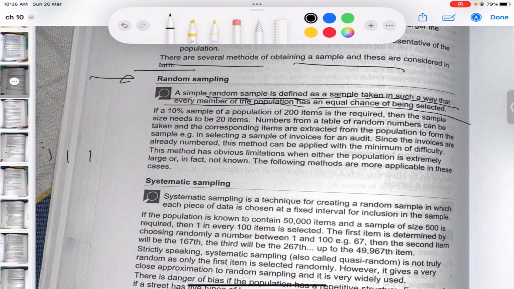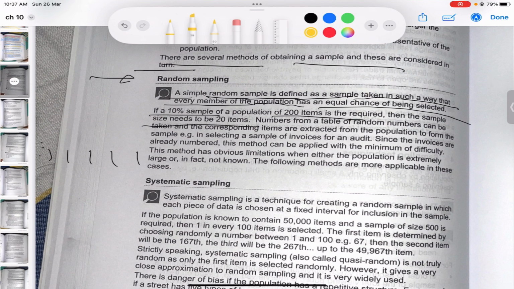So if there are 5 students and I want to pick one of them, I just close my eyes and pick one person. In that way, every single student has an equal opportunity of being picked, right? So everyone has equal probability of being picked. That is what is known as random sampling. When you're picking someone randomly, then everybody in the population gets an equal opportunity to be picked. If a 10% sample of a population of 200 items is required, then the sample size needs to be 20 items, right? 10% of 200.